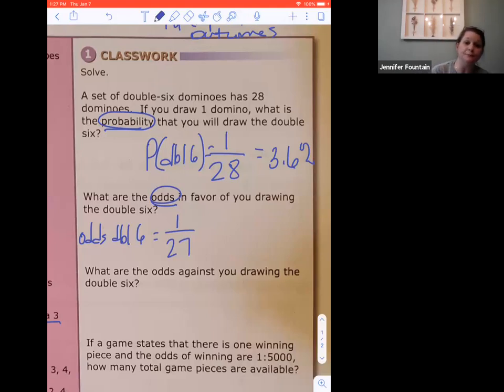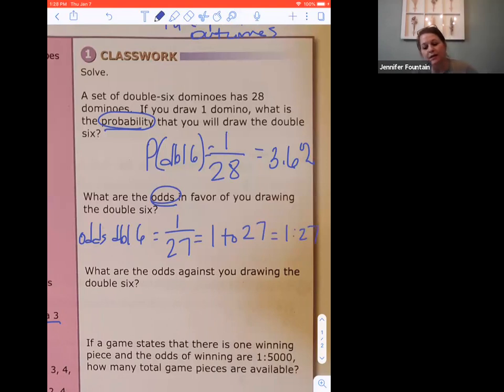Now, one of the things here, notice a minute ago, I said you could write it with probability. You can go fraction or percent. Here, I can go fraction, or I can use the word to. 1 to 27. The other way that I could write that is I could write it with a colon.